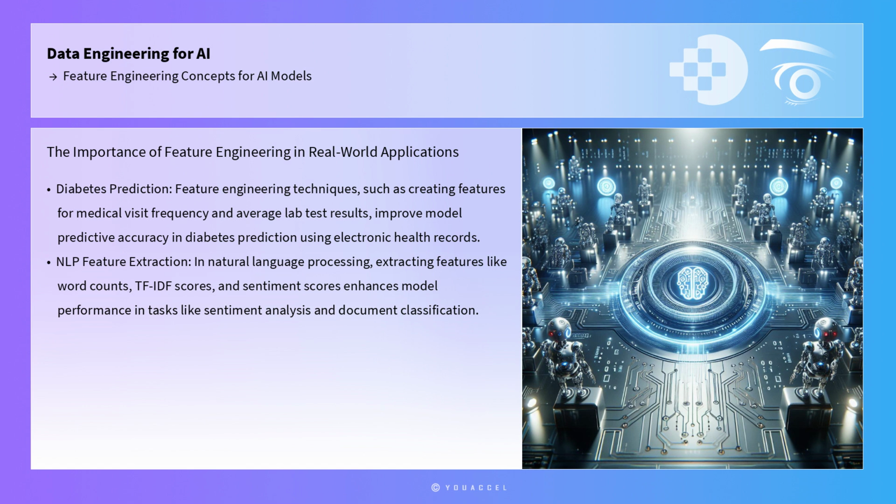Real-world applications have demonstrated the power of effective feature engineering. In a study on predicting diabetes using electronic health records, feature engineering techniques such as the creation of features representing the frequency of medical visits and the calculation of average lab test results over time were crucial in improving the model's predictive accuracy. Another example is in the field of natural language processing, where feature engineering involves extracting meaningful features from text data, such as word counts, TF-IDF scores, and sentiment scores, which enhance the performance of models in tasks like sentiment analysis and document classification.